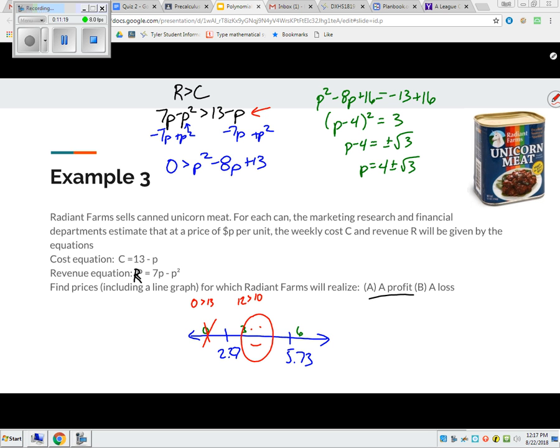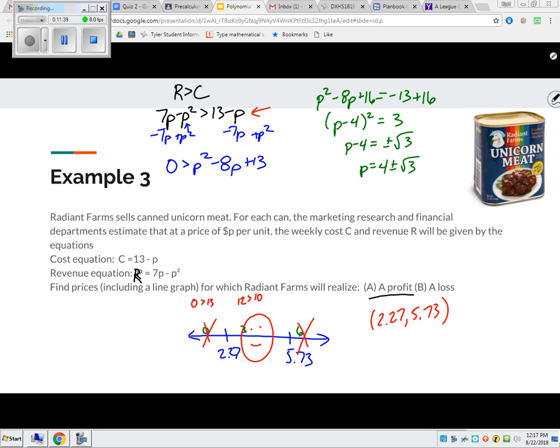I like that region. If I plug in 6, for time's sake, it's not going to work. Just to let you know. So I'm going to be making a profit whenever I sell a unicorn between $2.27 and $5.72.